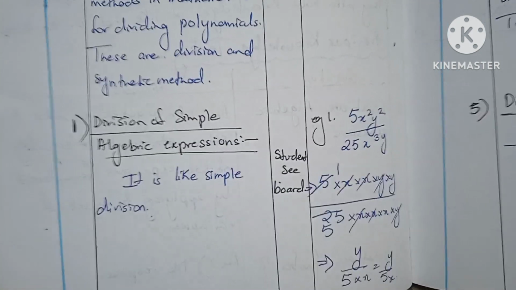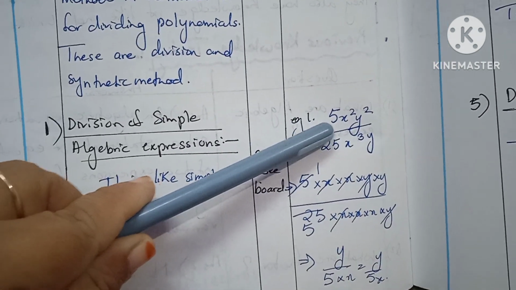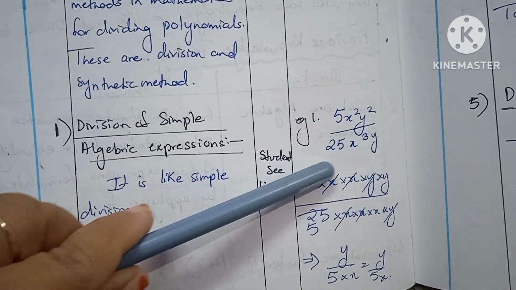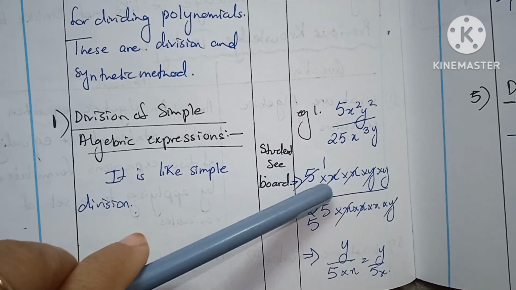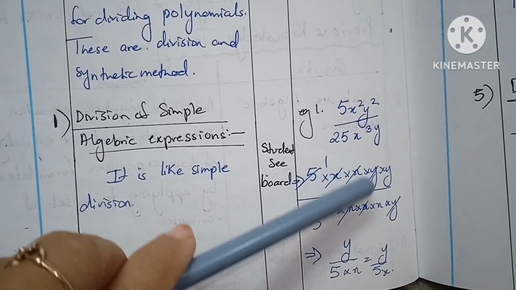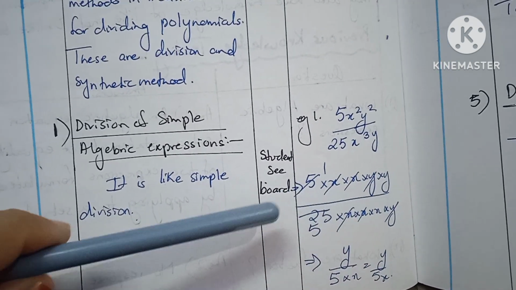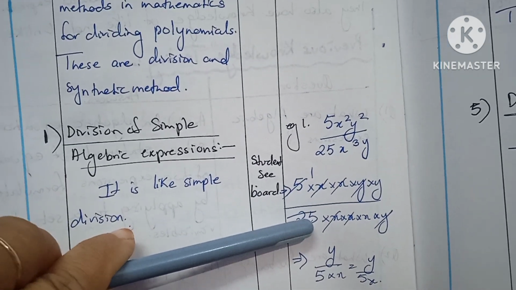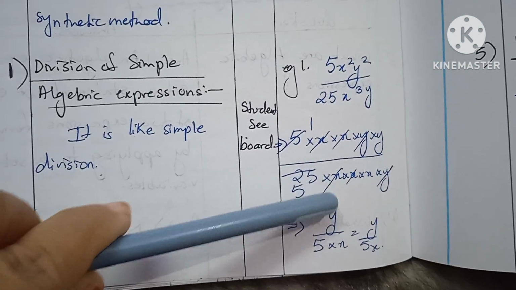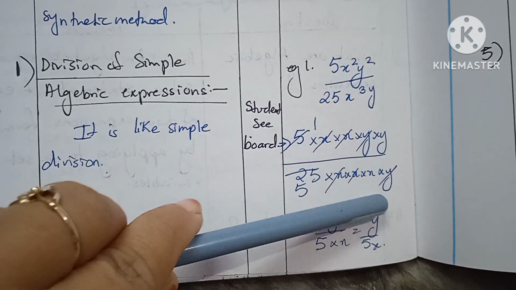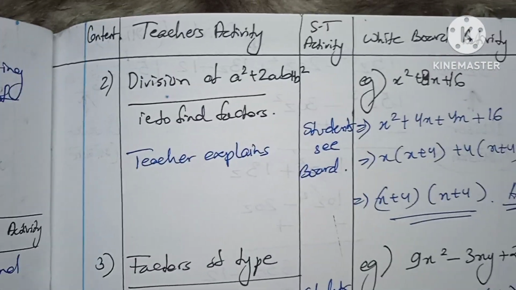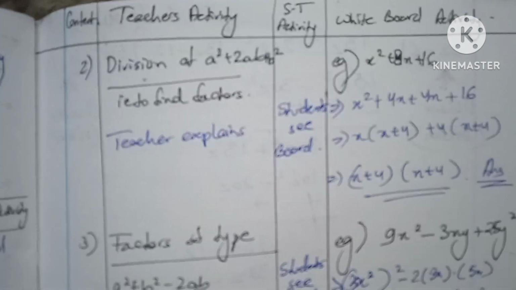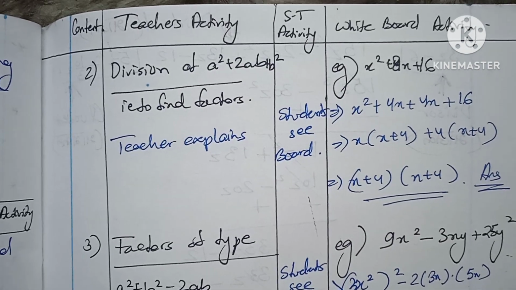It is like a simple division. We have an example of 5x square y square upon 25x cube y. We write them in their open form and then cancel the terms which are common in upper and lower parts, and then we get y left over here and 5 into x, so we get y upon 5x. This is the answer. Second is division of expressions such as a square plus 2ab plus b square.